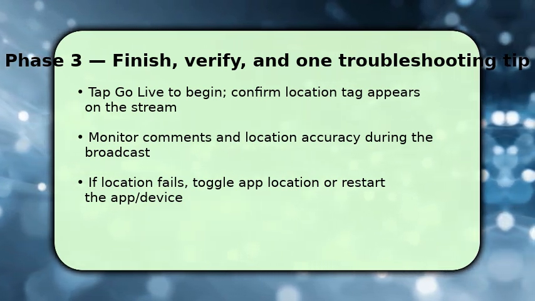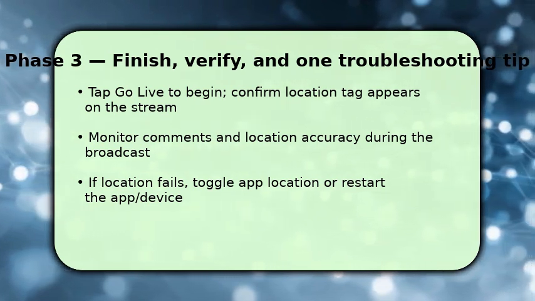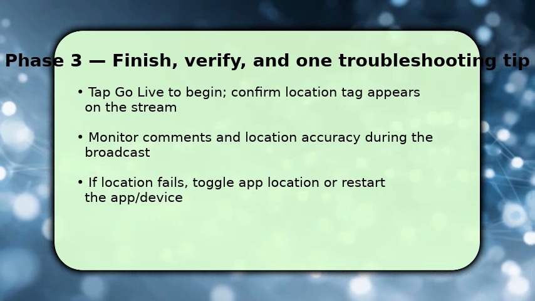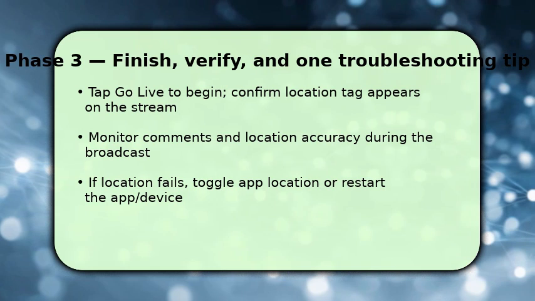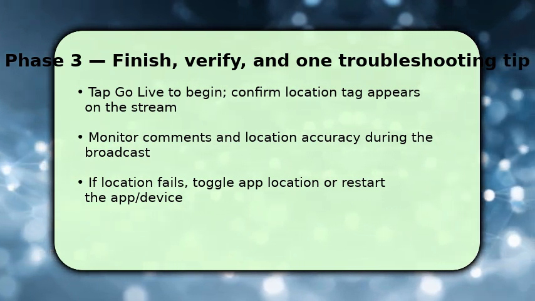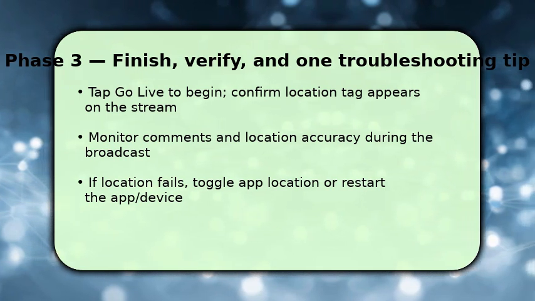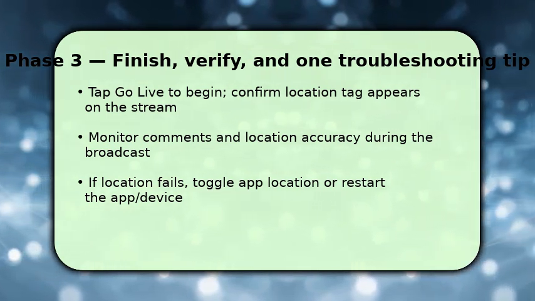While streaming, keep an eye on the on-screen location tag and comments that may note any mismatch. If the pin drifts, explain you're adjusting settings. If location doesn't attach, stop the stream, toggle Instagram location permission off then on, or restart the app or device. That refresh often fixes GPS and permission glitches, so you can restart reliably.